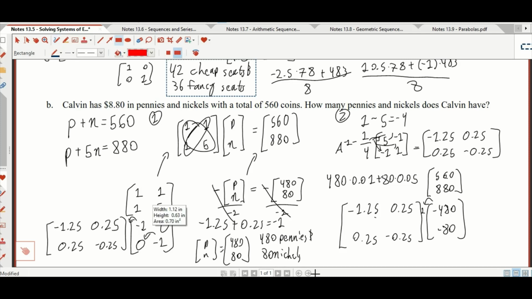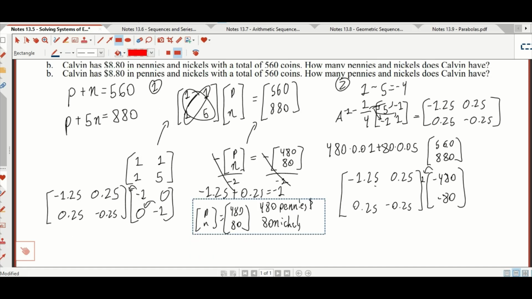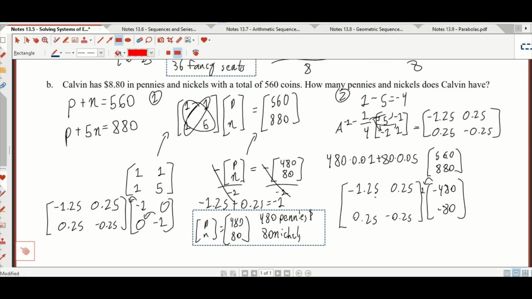Perfect. I don't know about you, but I remember when I learned that that works, I was super cheesed because solving systems of equations has never felt easier. A little bit more labor intensive, but a lot easier to just follow through with the steps. Anyway, that's solving systems of equations with matrices.